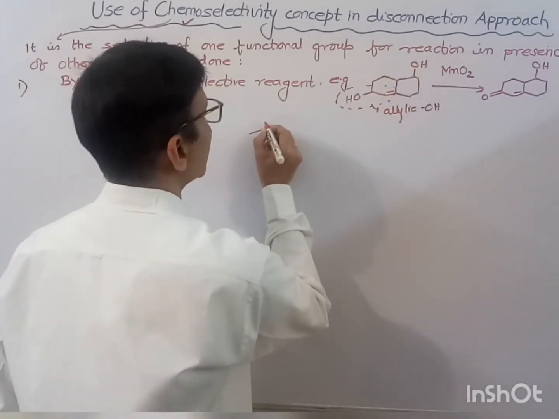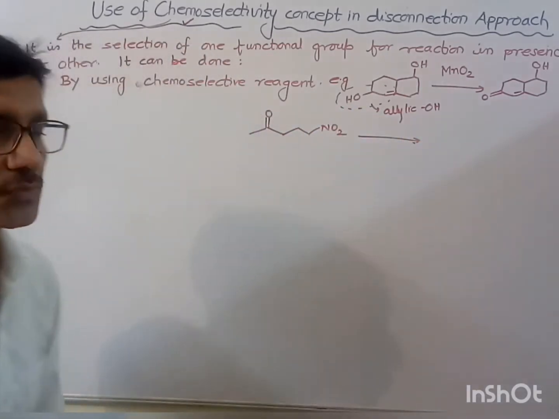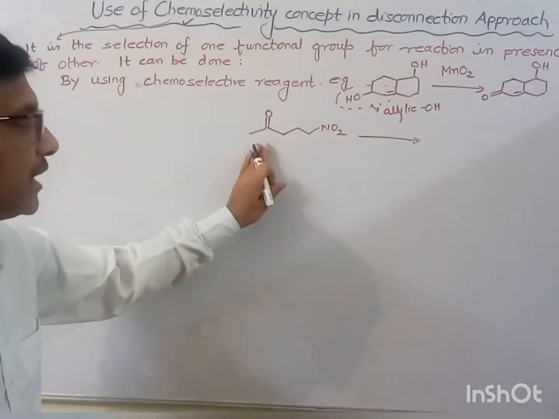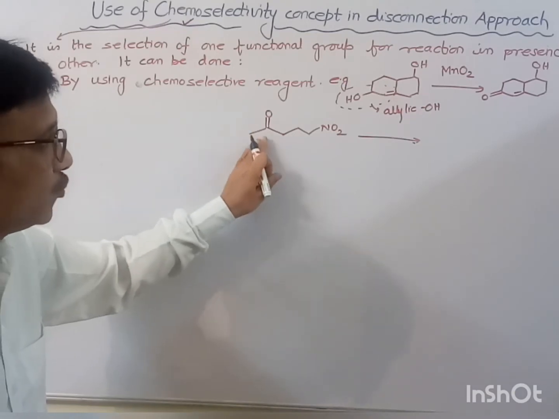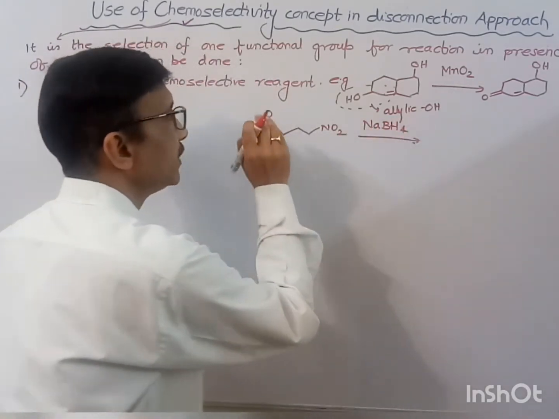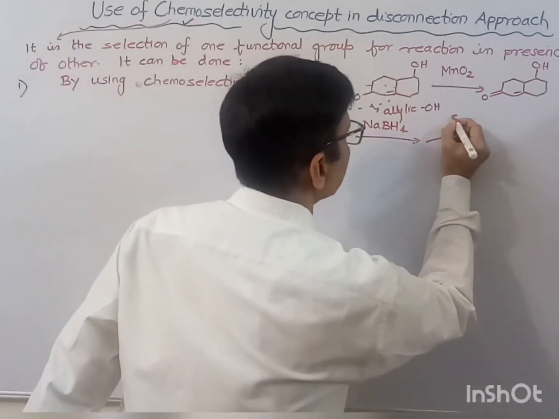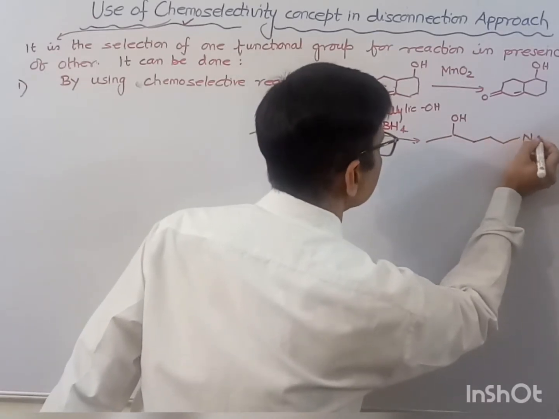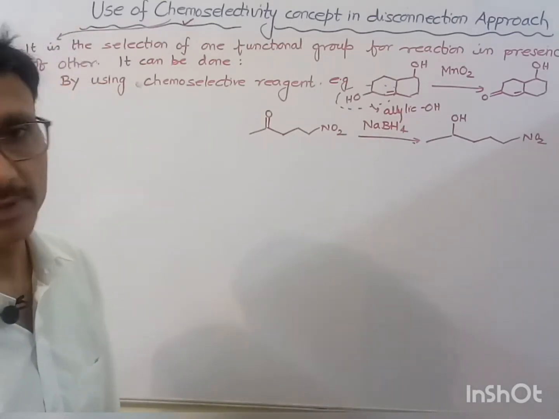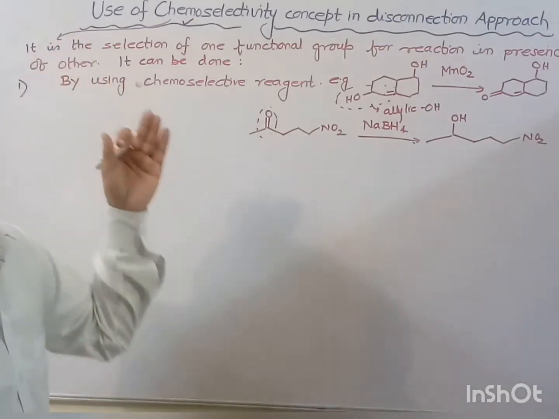In the same way, suppose we have one carbonyl group present and another, a nitro group. Now if we do the reduction by using lithium aluminum hydride, then lithium aluminum hydride will reduce both of these functional groups. Now if we use NaBH4, sodium borohydride, then only one functional group will get reacted, that is this carbonyl will get reacted, NO2 will remain unreacted. So what would be the product? This would be reduced to a secondary alcohol, and this NO2 will remain unreacted. So NaBH4 is the chemoselective reagent. This is one of the ways that chemoselectivity can be done.